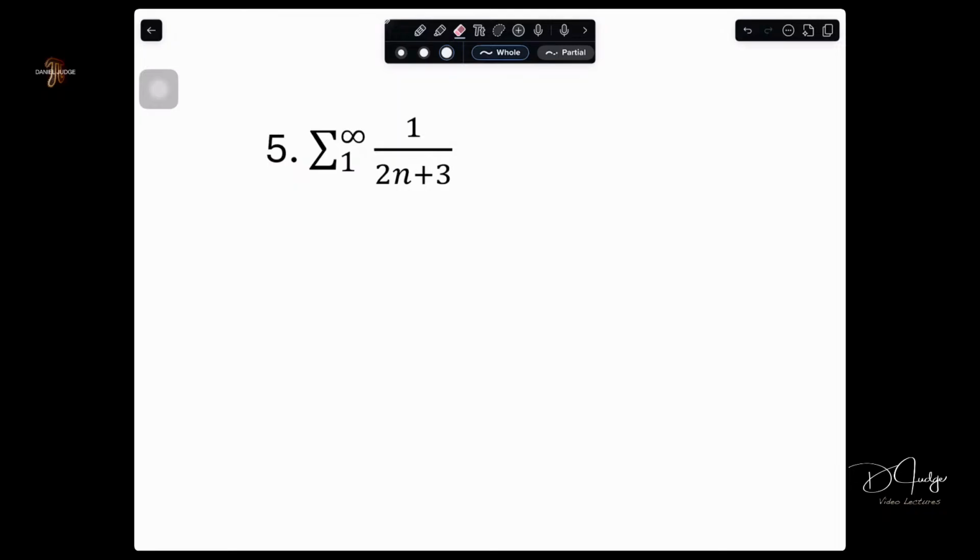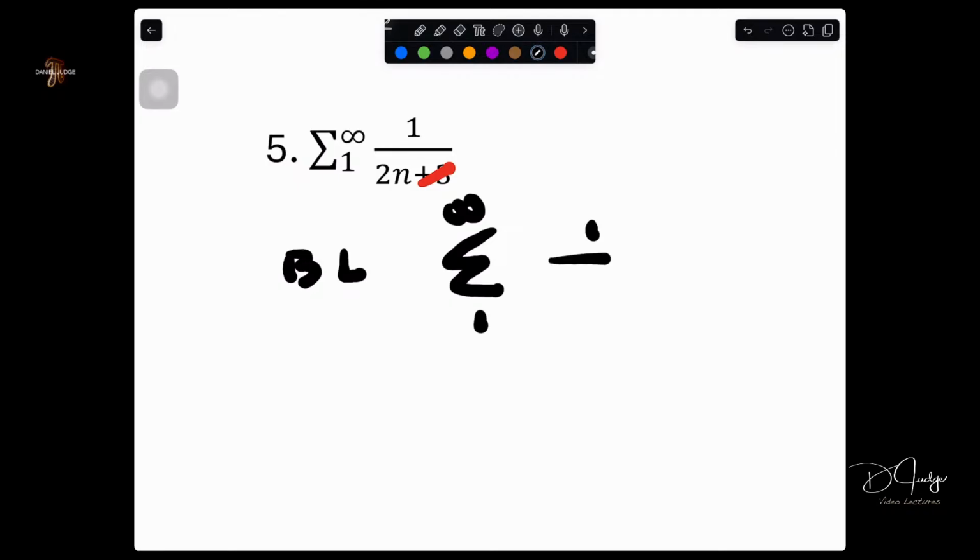So we're going to start question number 5 here. And so we're going to start by eliminating the constant 3 and say that this series behaves like a series of 1 over 2n. We remove the non-dominating term now.